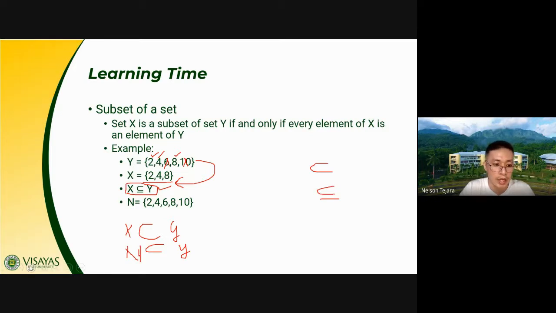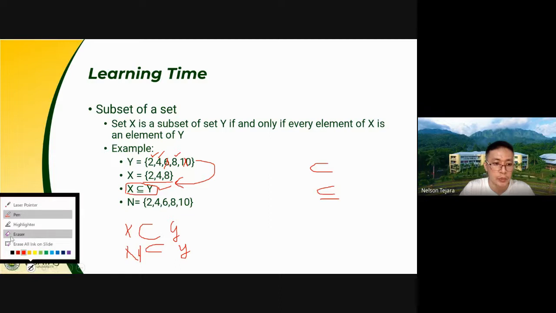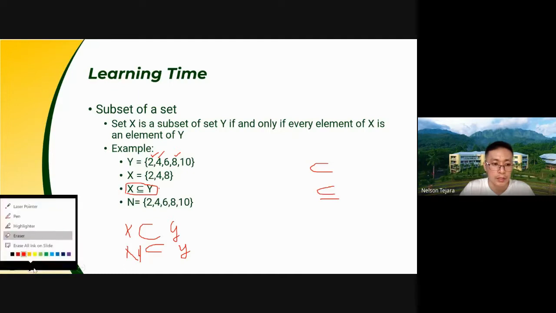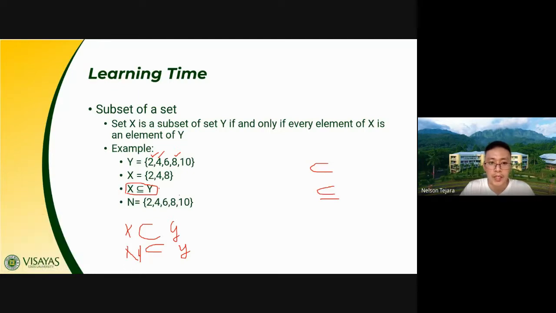So that's the idea of proper subset. Meaning to say, class, not all elements can be found in a given set. If we say, again, class, X is a proper subset of Y, I mean to say not all elements of set Y can be found in set X. So set Y contains at least one element not in X.